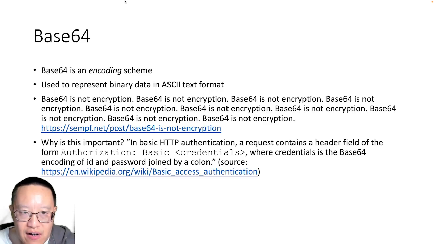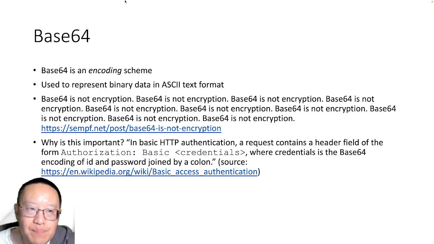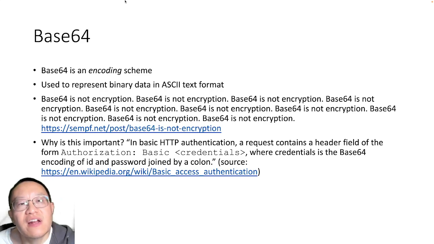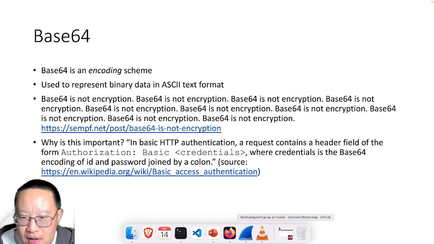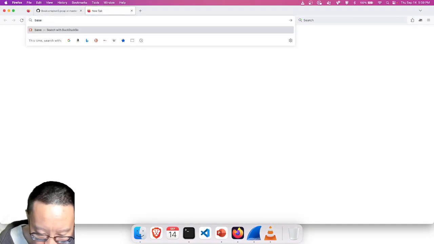There is a way to translate binary data to ASCII for safety purposes. Because you remember, if you try to display binary data on a terminal, you hear it go beep, beep, beep, and all these other weird things happen. This is where Base64 can be useful. Base64 is an encoding scheme. I repeat, everyone, Base64 is an encoding scheme. Not encryption, not encryption. Why is this important? Unfortunately, the people who built basic HTTP authentication did this. I'll show you a picture of what basic HTTP authentication looks like. You've all seen it before.